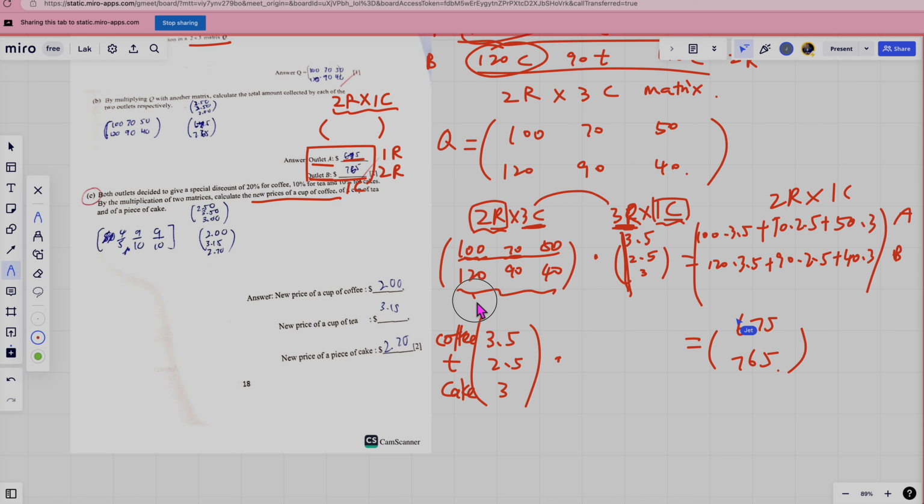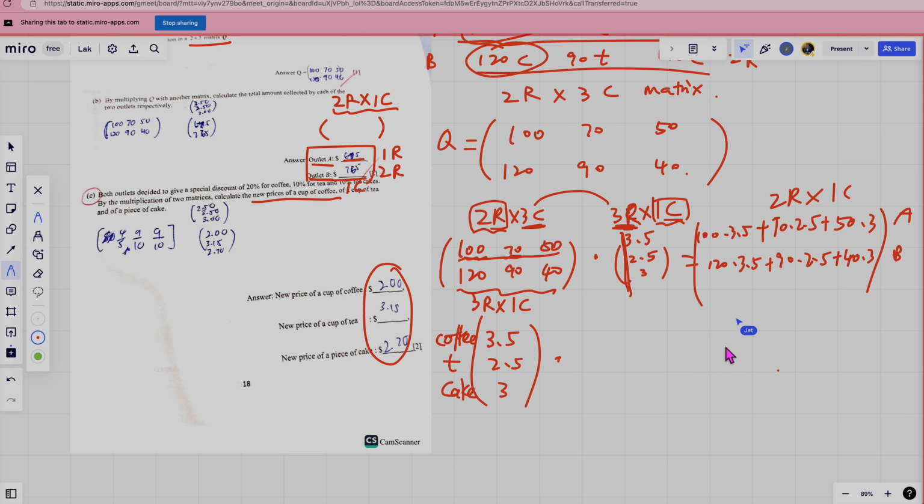By the way, this is a 3 by 1, right? So you need to times what they want. The question is, what do they want? They want a new price. Do they want 3 by 1? In a way, it can be, because they want the new price, right? So it can be 1 by 3 also, or 3 by 1.